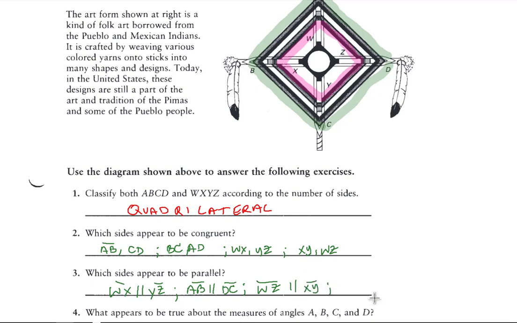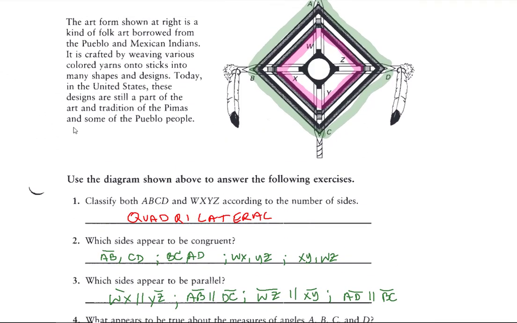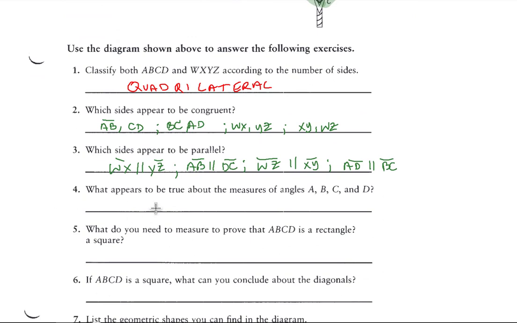If so, we could call this a parallelogram also. If we have right angles, this would be a square. That'd be a parallelogram with all congruent sides and right angles. Number 4, what appears to be true about the measures of angle A, B, C, and D? They all appear to be congruent, and they all appear to be 90 degrees.